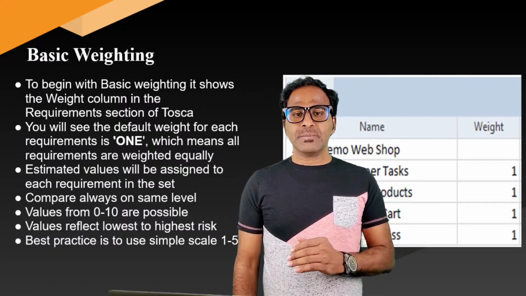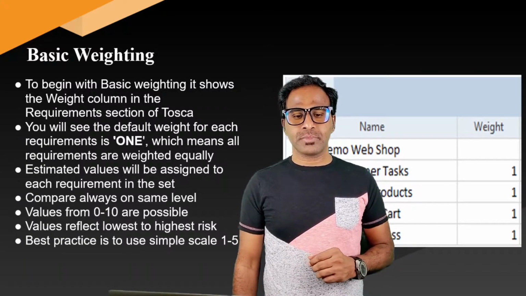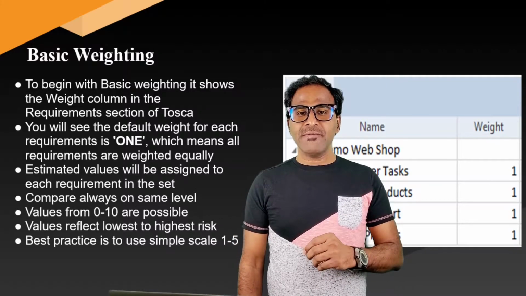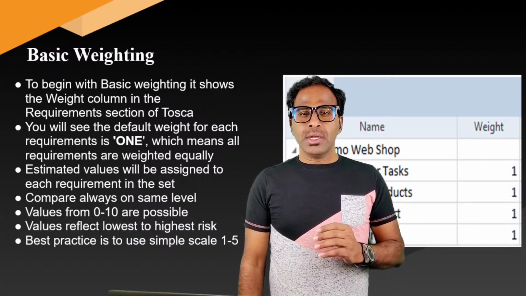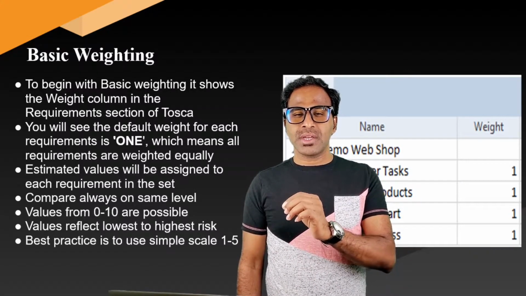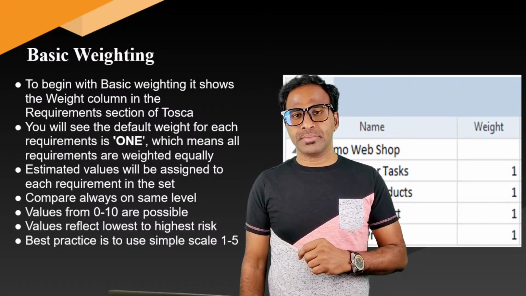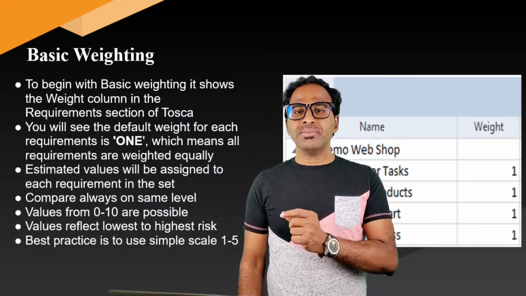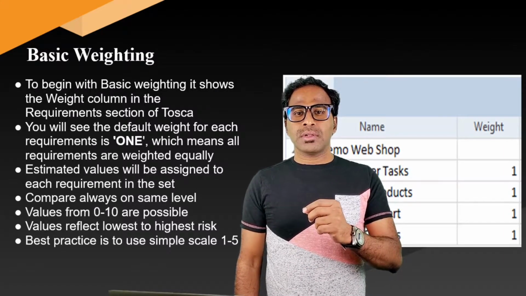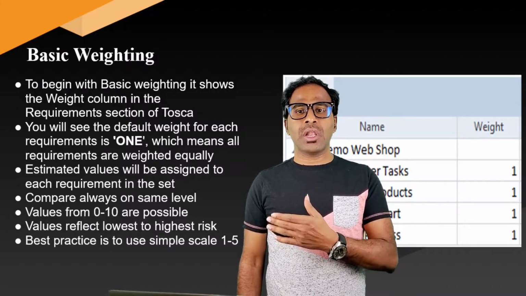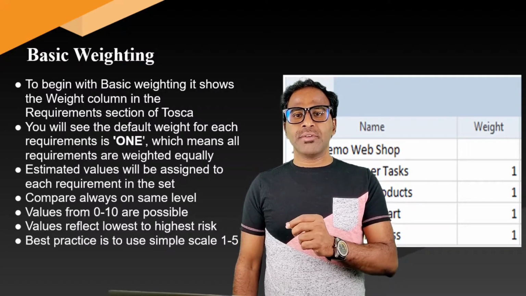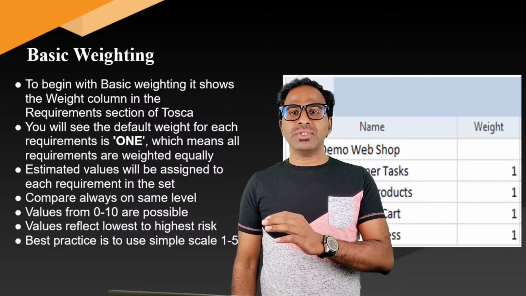Okay, the first method is basic weighting. So how to perform basic weighting in Tosca? To begin with basic weighting in Tosca, it shows the weight column in the requirements section of Tosca. You can use the column selector to make it visible. Basically, you select the column selector and check the weight column so that the weight column will be visible in the requirements section.